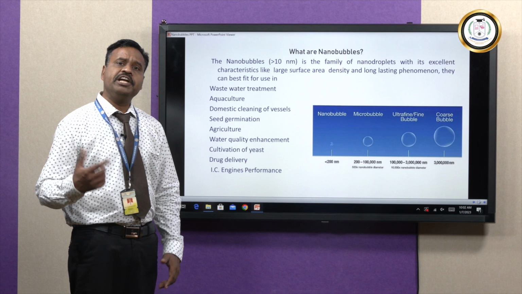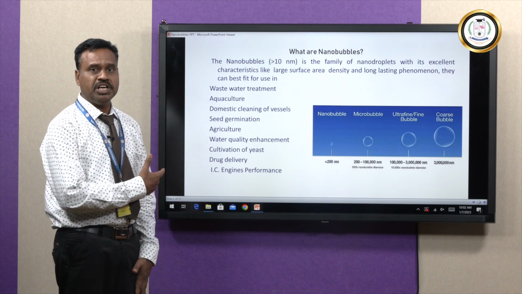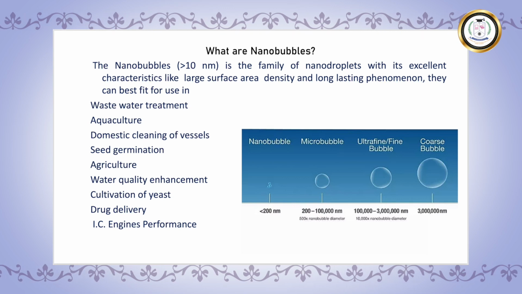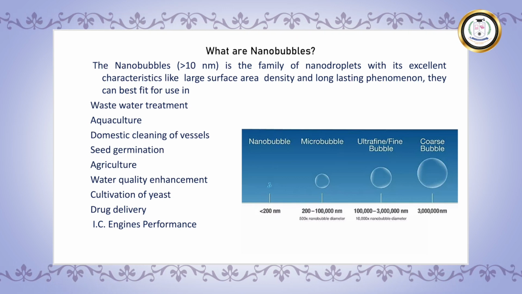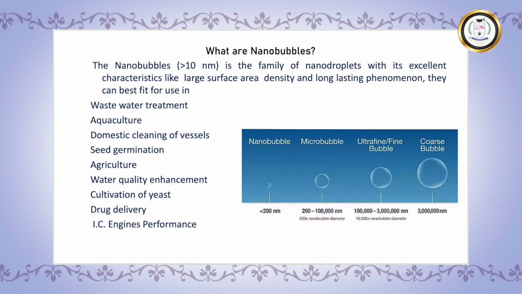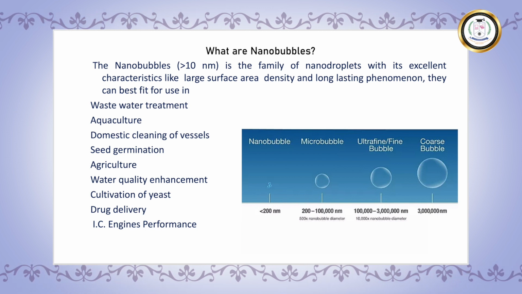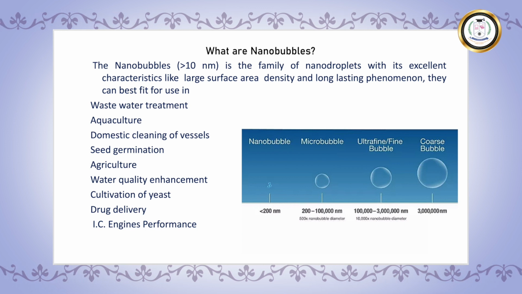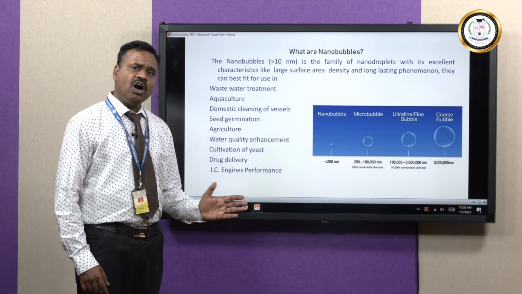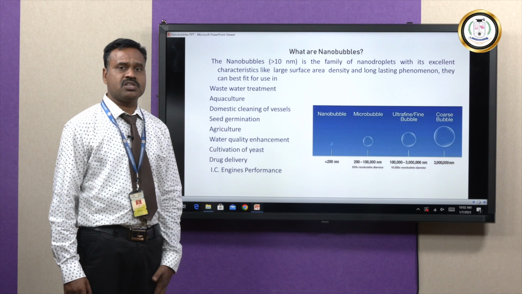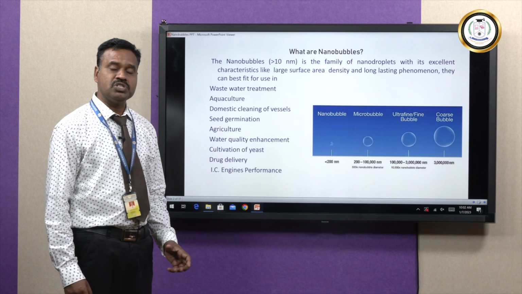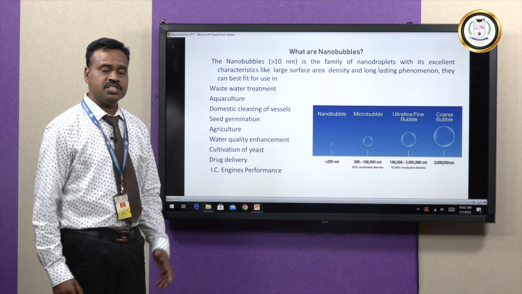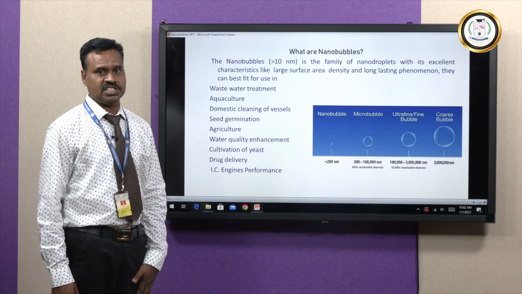Okay, where is it being used? Already there are proven records. For example, wastewater treatment, aquaculture, domestic cleaning of vessels, seed germination, agriculture, water quality enhancement, yeast cultivation, drug delivery, and even IC engines. In all these fields, proven records are available that nanobubbles find huge applications in these areas. This is what we are going to discuss in our slides one by one.